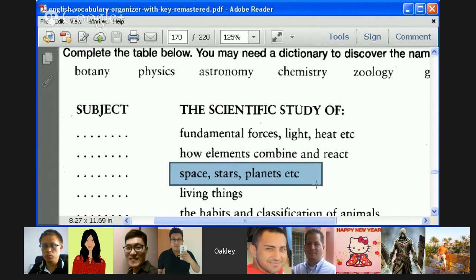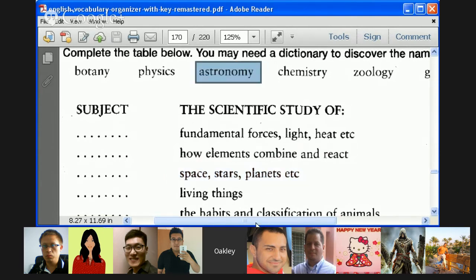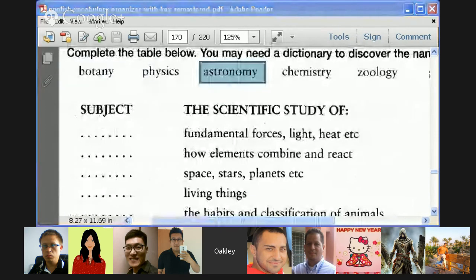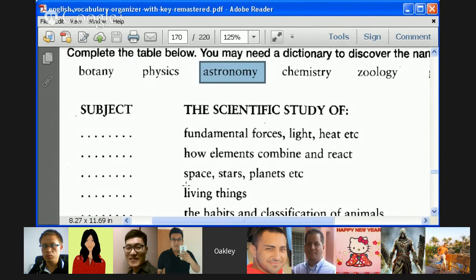Leonardo? Yes. Space, stars, planets, etc. Should be astronomy. Okay. Astronomy. Don't confuse astronomy with astrology. Even when I was young, I used to get these two confused. Astrology is when they try to predict your future by telling you where the moon and stars and sun were when you were born. Astronomy is more the official scientific discipline.